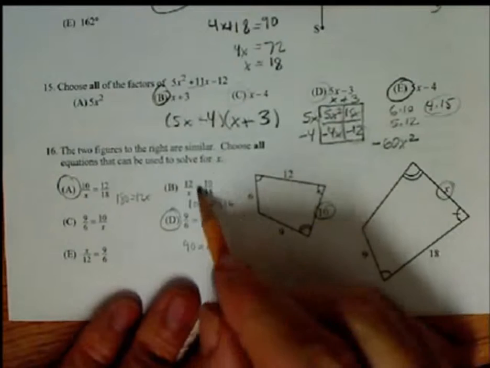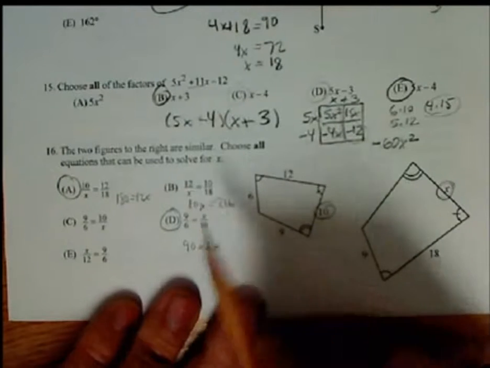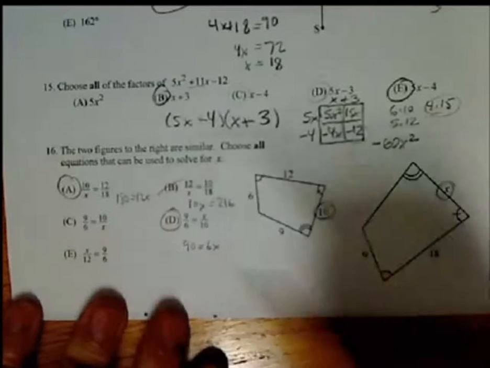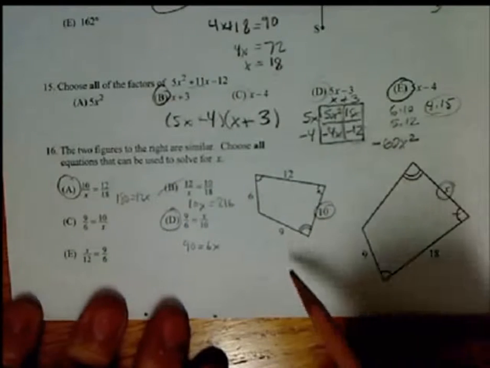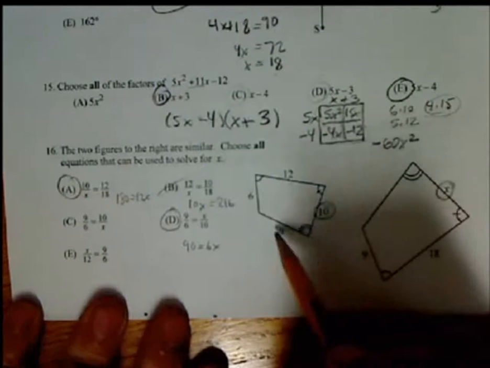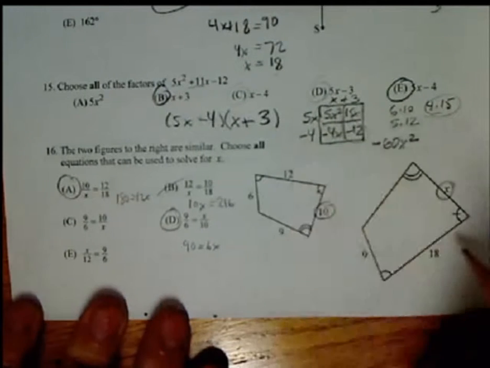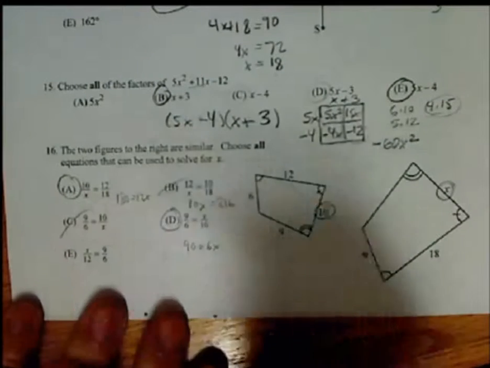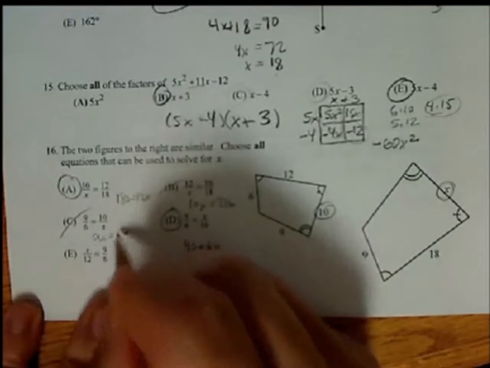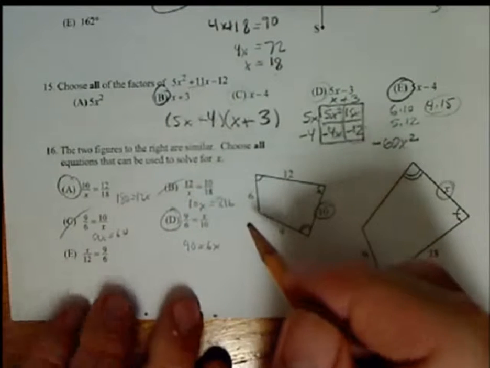Now if I look at this one, the 10 is not matched up with the x, so I can get rid of b. This one's 10 over x, so if I go to 9 and 6, well, I started with 10 on this one over x, so I got to start with this side. And if I did 9, there's no 6 on this side. Cross him off. If I cross multiply, I get 9x equals 60. Not going to give me the same answer either.